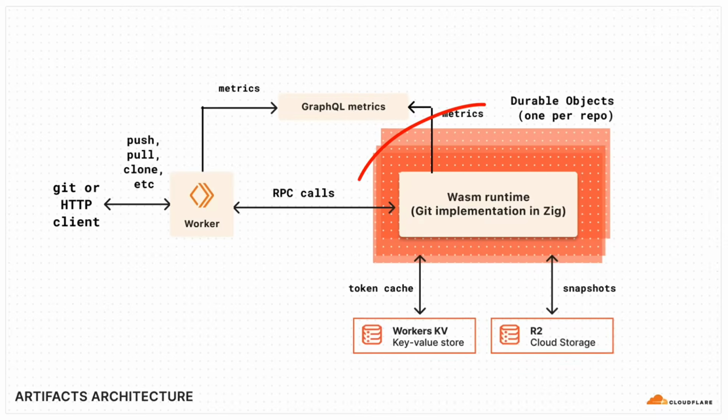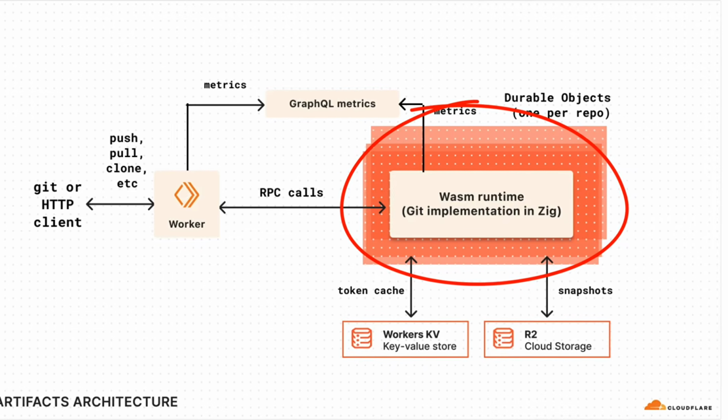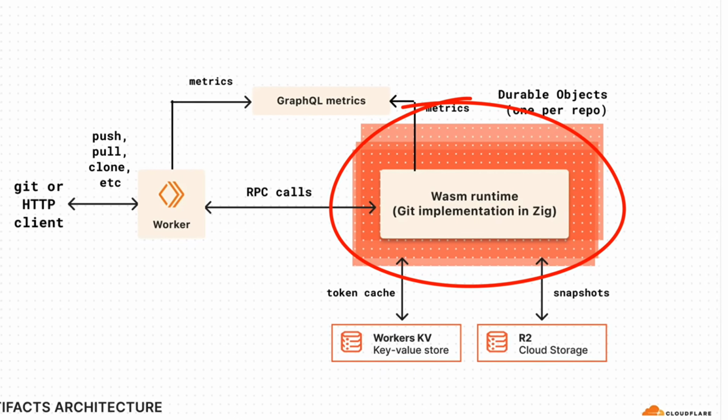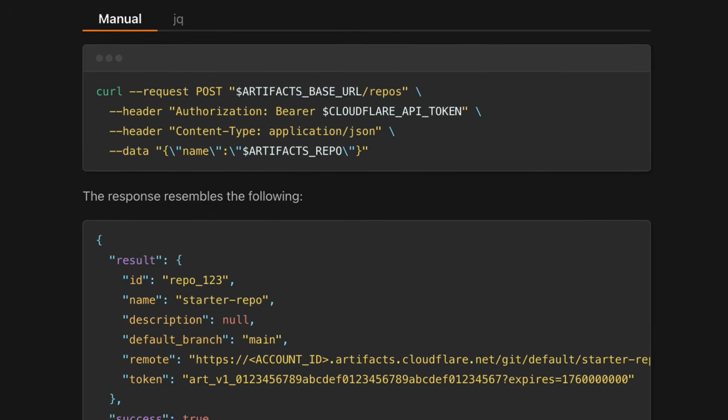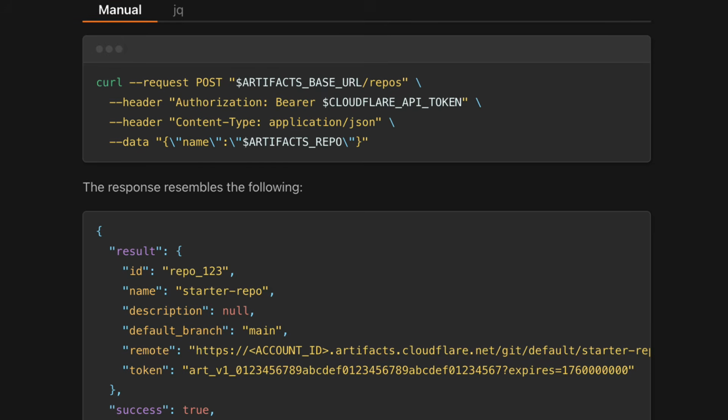So Cloudflare have built a basic Git implementation in Zig, compiled it to WASM, and put it on a durable object to act as a Git server. Meanwhile, the client itself can be anything you want. So a worker using isomorphic Git inside a worker, or using the Git protocol, and even a HTTP client, so that you can connect to it for things that don't use JavaScript.